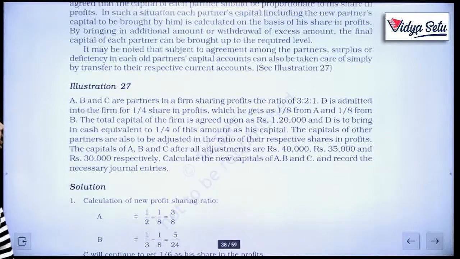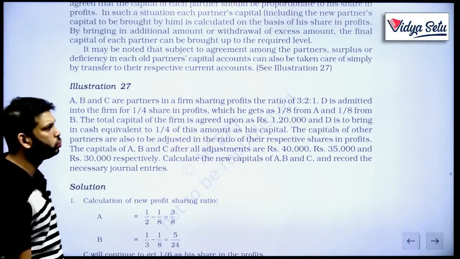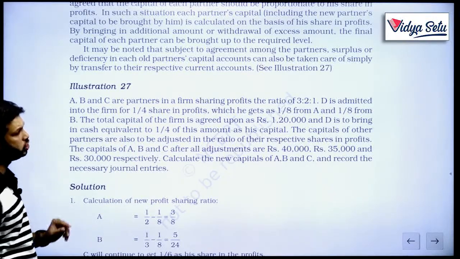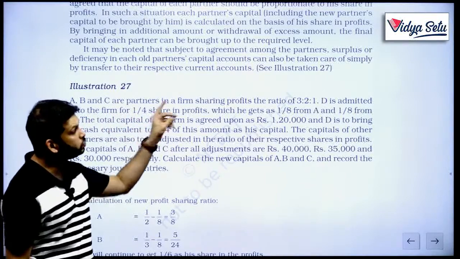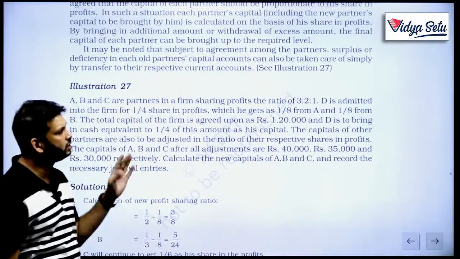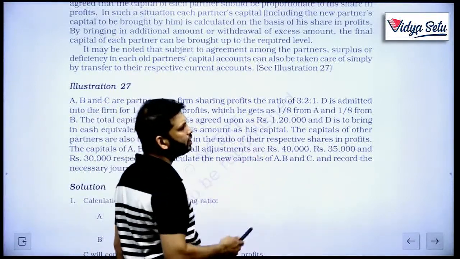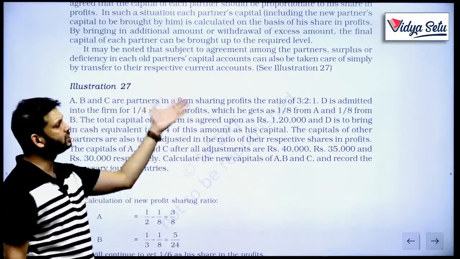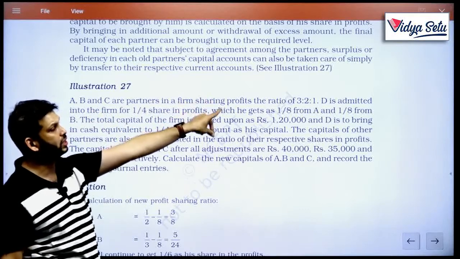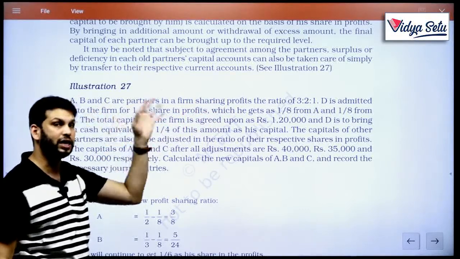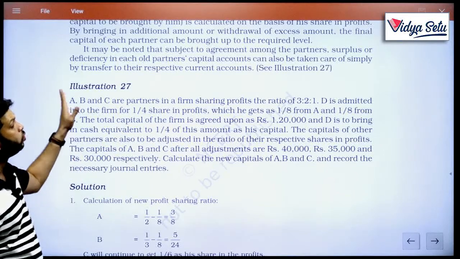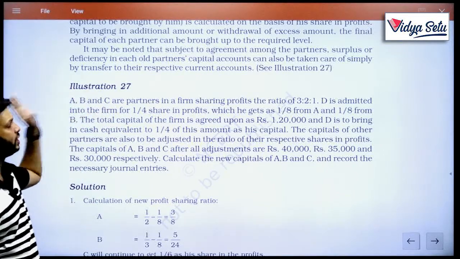So, A, B and C are partners in a firm sharing profits in the ratio 3:2:1. D is admitted into the firm for 1/4 share. Now, this 1/4 he gets 1/8 from A and 1/8 from B. See, 1/8 plus 1/8 is 2/8, and 2/8 is also 1/4. So, equally both are sacrificing. They are not sacrificing in their old ratio 3:2. They are sacrificing equally. Only two are sacrificing, C is not sacrificing at all.